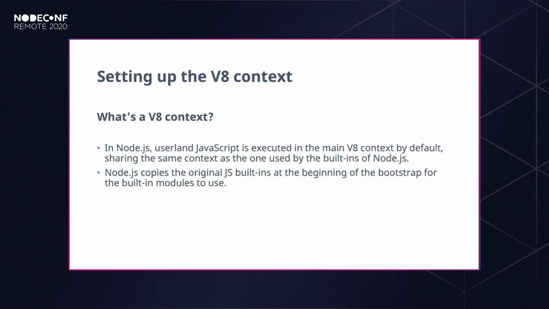In Node, userland JavaScript is executed in the main V8 context by default, sharing the same context as the one used by the built-ins of Node. To avoid being affected by user modifications of these JavaScript built-ins, we copy the original ones at the beginning of the startup so that the built-in modules of Node always get to use the authentic JavaScript built-ins. So this is the kind of work that we have to do during the startup.